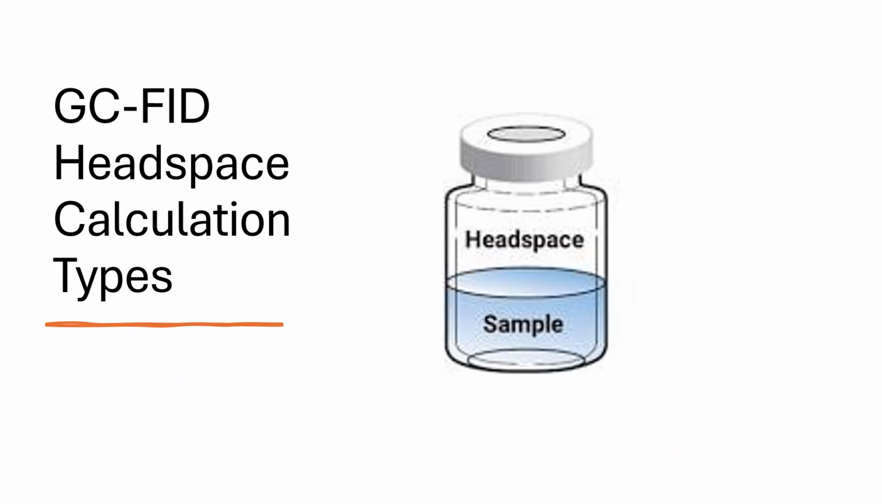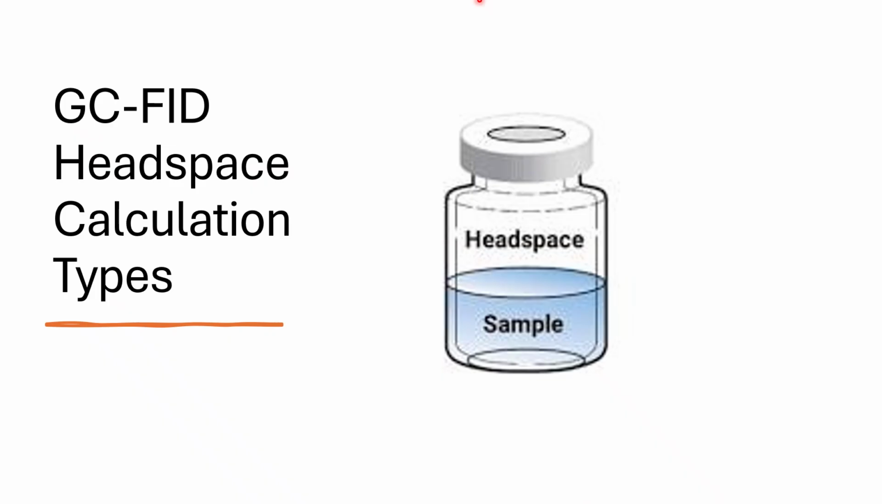Use at the bench. Today we are tackling something that causes more confusion than it should. Headspace GC-FID calculation. Now I know what you're thinking. Oh great, more math. But stick with me. Understanding these three calculation methods will literally transform how you approach volatile compound analysis. Plus, I promise to make this as painless as possible.